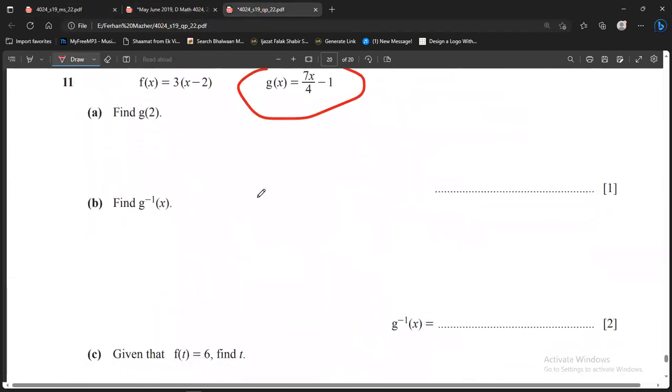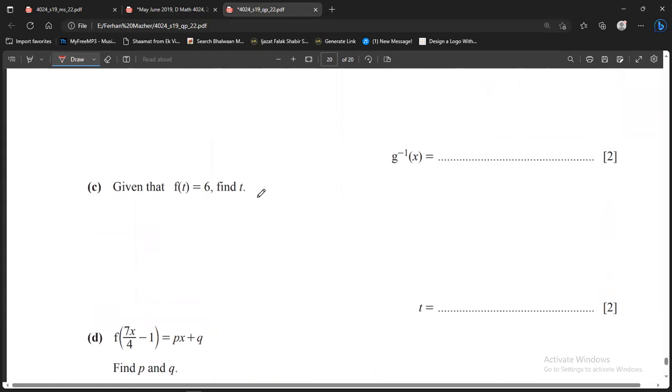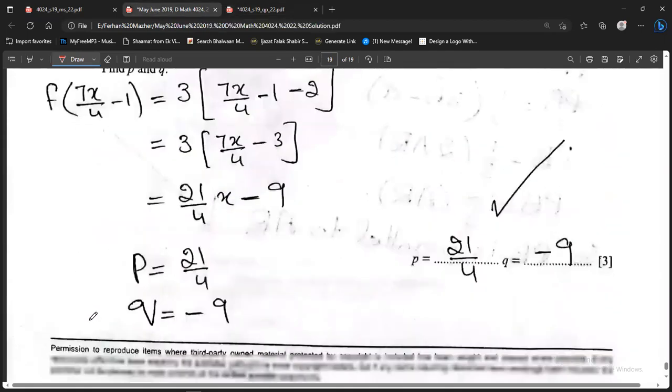Okay, then we have the d part. It says f(7x/4 - 1) is equal to px + q. Find the values of p and q. In the function f(x), wherever there is x, substitute it with 7x/4 - 1. So here, this x will be substituted with 7x/4 - 1. Okay, so here we go.